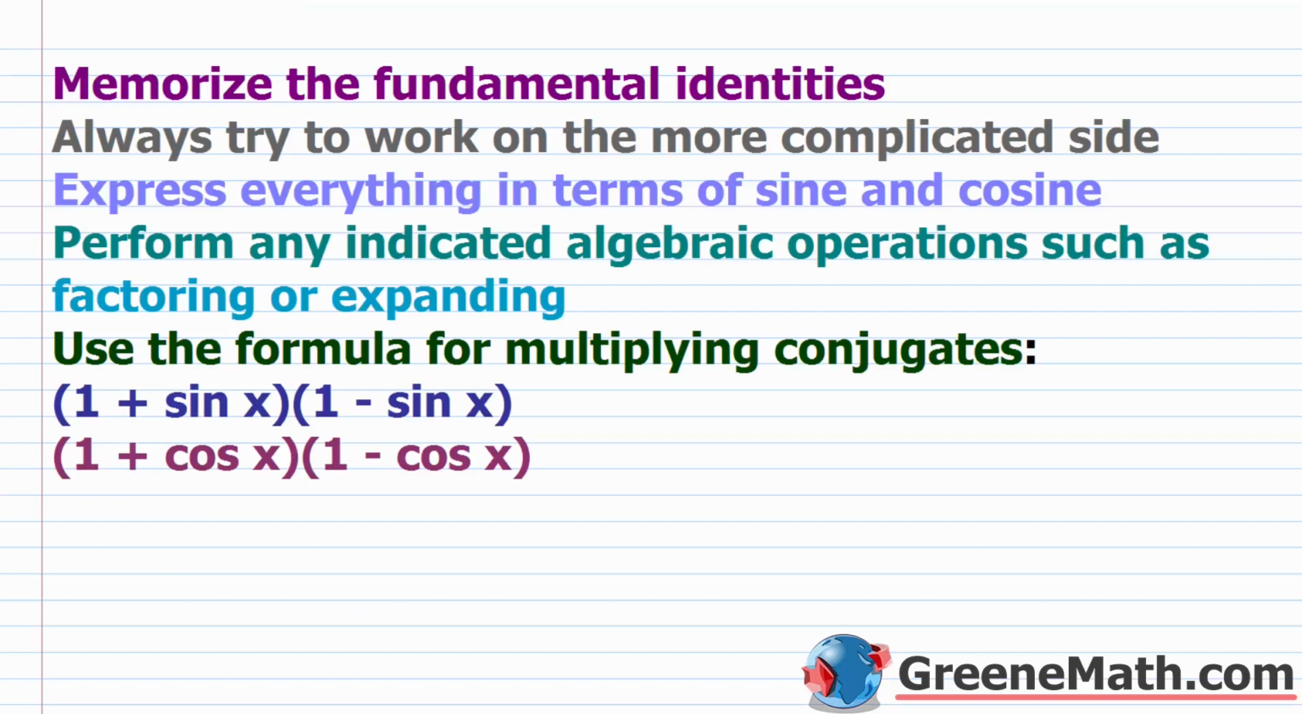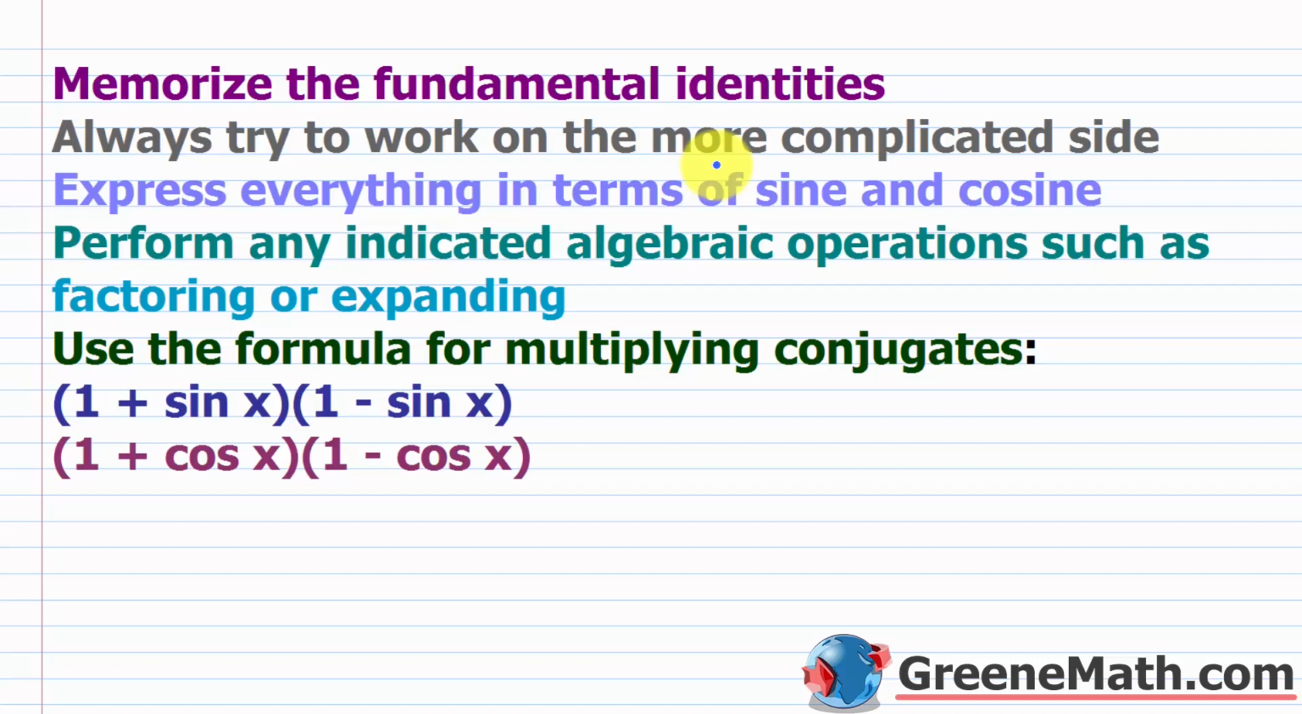So here are some other tips. You always want to try to work on the more complicated side. When you're verifying trigonometric identities, you're not going to be doing the same thing as when you solved equations. When you work with equations, you might multiply both sides by the same number or add the same term to both sides. Here, you're not going to do that. You're going to work on one side, generally speaking the more complicated side, and try to make it match the other side, the simpler side.